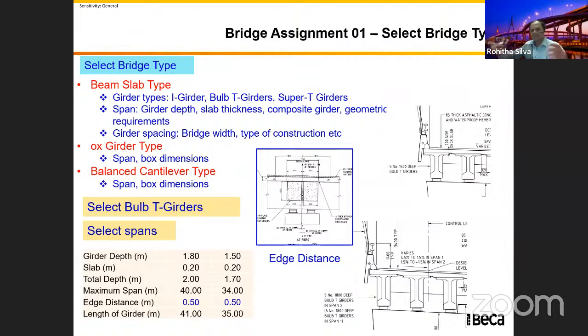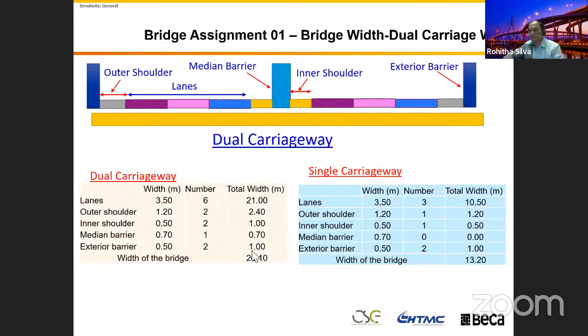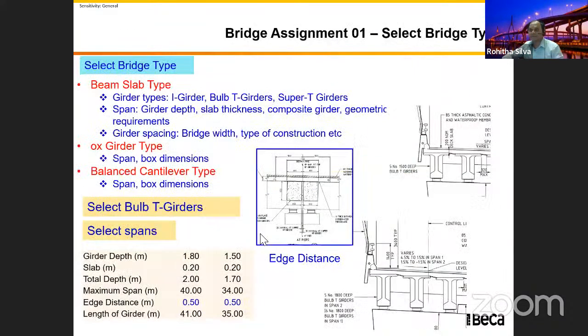And then we select the girder. We know the slab thickness. We need to calculate the number of girders for this 26.1 meter wide bridge deck. That's what we try to do now. Then we're going to go with the girder. The girder depth I select in this bridge is 1.8 and 1.5. Okay, you can ask me, why didn't you select 1 meter spacing?